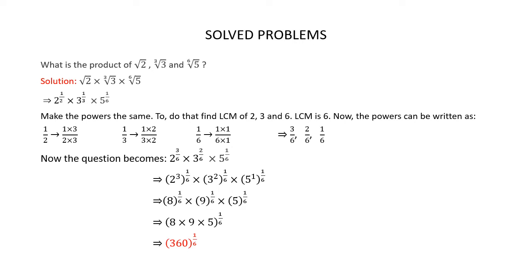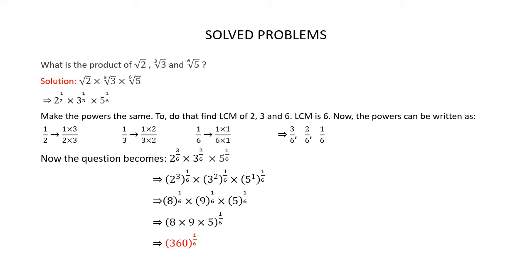Similarly, 1 by 3. 3 you have to make it as 6. So you are multiplying by 2. 3 multiplied by 2 is 6. Multiply the numerator also by 2. 2 multiplied by 1 is 2. Similarly, 1 by 6. 6 multiplied by 1 is 6 and 1 multiplied by 1 is 1. So now you have the powers as 3 by 6, 2 by 6 and 1 by 6.